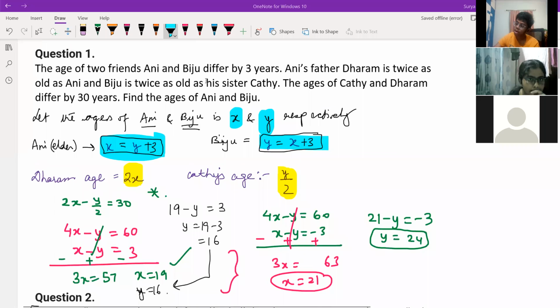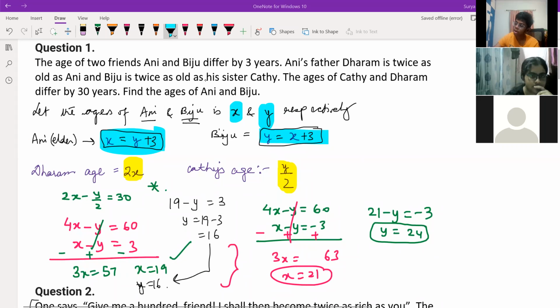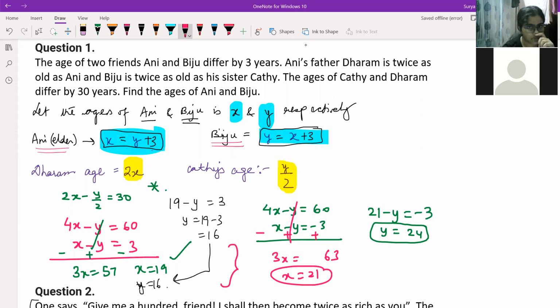Oh, now you can hear me. Yes, sir. I was on mute, right? So see, let the ages of Annie and Biju be x and y. We don't know who is elder, who is smaller. So if Annie is elder, then x is equal to y plus 3. And if Biju is elder, then y is equal to x plus 3. I have written both the cases. It's clear now? Yes, sir.